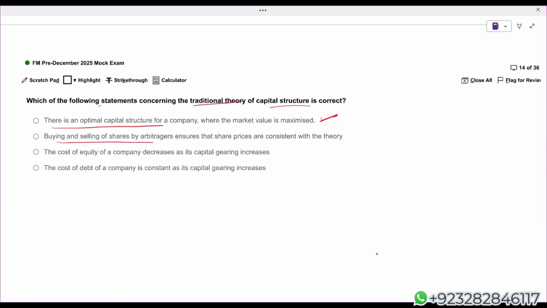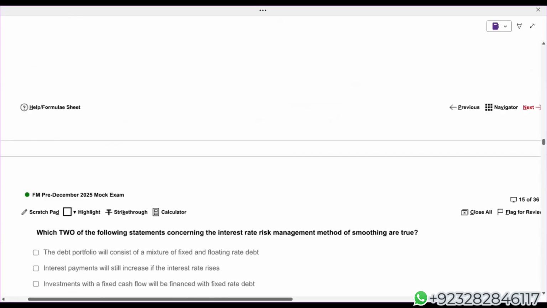Buying and selling shares by arbitrage ensures share prices are not at all. Cost of equity of the company decreases as its capital gearing. Which of the following statements concerning the traditional theory of capital structure is correct? So basically, the cost of debt of the company is constant. So logically, number one, when you talk about traditional theory, the traditional theory of capital structure says there is an optimal capital structure where market value is maximized.